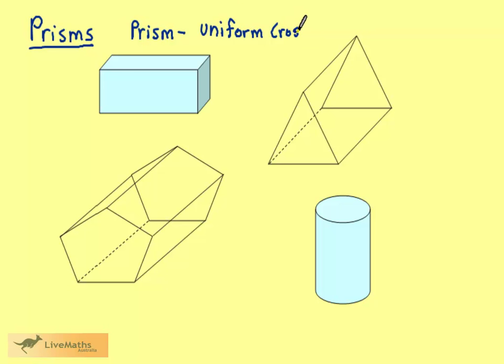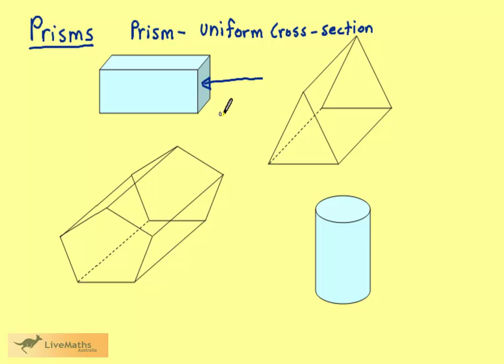Look at all the shapes below. We can see that if we slice them in any way along their length, the cross-section would be the same. Consider this cuboid, for example. The end would be a rectangle, or possibly a square.